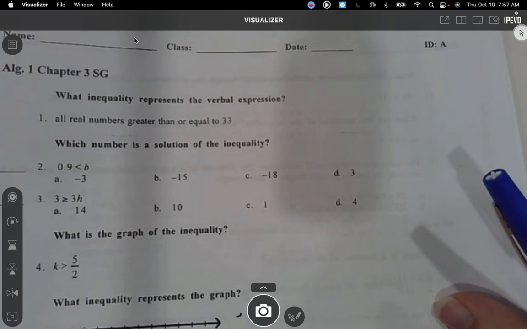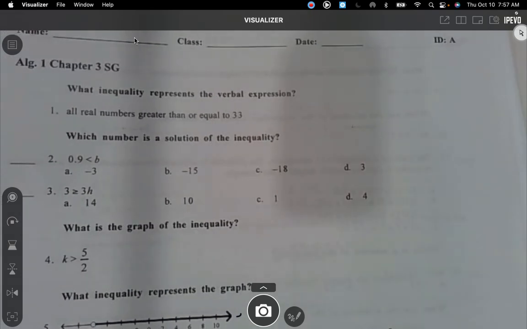All right, on this one, all real numbers greater than or equal to 33. Please read the directions that are above it so you'll know what to do. It says, what inequality represents that? They just want you to draw the symbols, okay? So all real numbers, we would represent that with pick a letter, greater than or equal to 33. That's all. It doesn't say to graph it, so don't graph it. Okay, that's all it wants on that one.